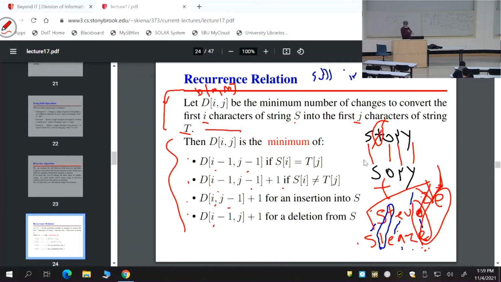What would be a basis case for this recurrence? Can anyone give me a basis case for the minimum number of changes to convert the first i characters of one string into the first j characters of a second string? Is there any basis case that you kind of know the answer about without really even looking at the strings? Yeah? If what?